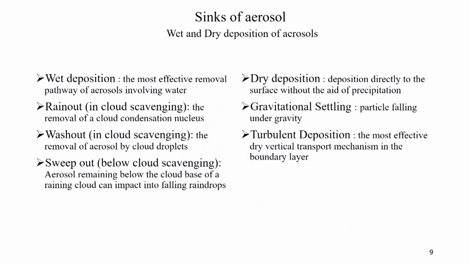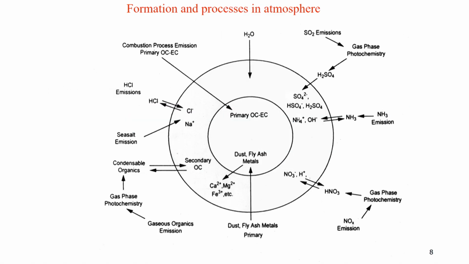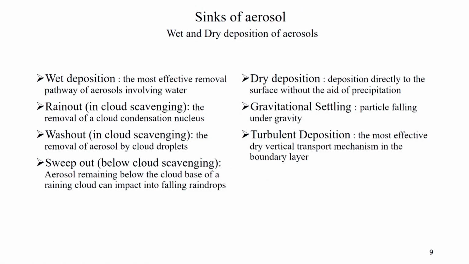Before I go into this, let's discuss what the sinks of aerosols are. We talked about the sources of aerosols, and now the sinks. Because it is in the atmosphere, there are only two processes that happen: either dry deposition or wet deposition. When deposition happens by rain or snow, it is called wet deposition, and when it is deposited on its own, it is called dry deposition.